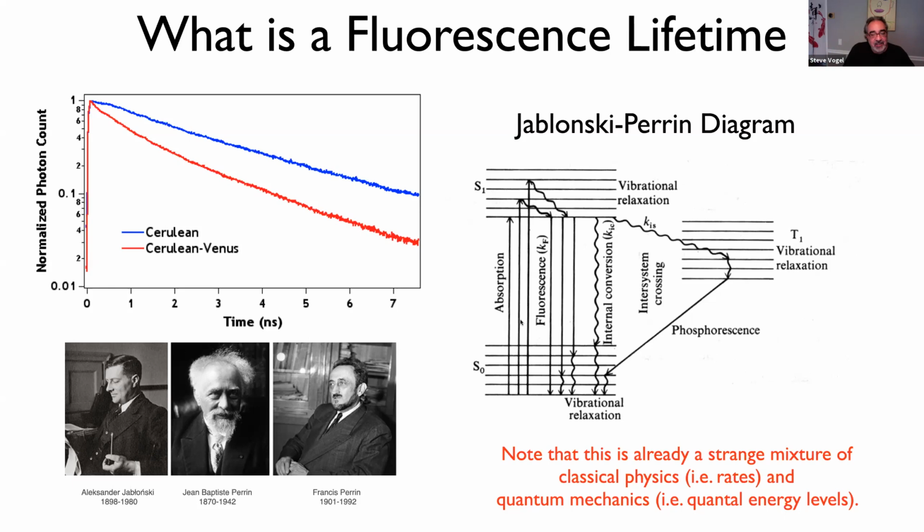Okay, and you can note, shown here in red, that this is already a strange mixture of classical physics, i.e. rates and kinetics and stuff like that, and quantum mechanics. In other words, it could jump from here to here, but it can't jump from here to halfway between. This is a quantum phenomenon.